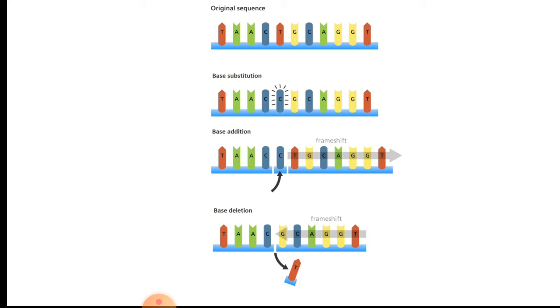Some genes termed mutators or mutator genes, they increase the mutation rate. And there are some other genes also which are known as suppressor genes. Now these suppressor genes, they decrease or reduce the rate of mutations.